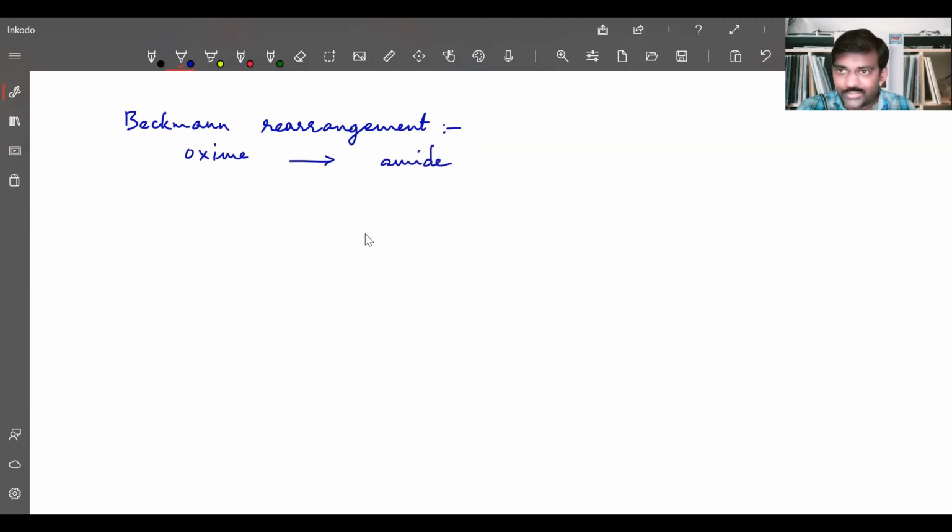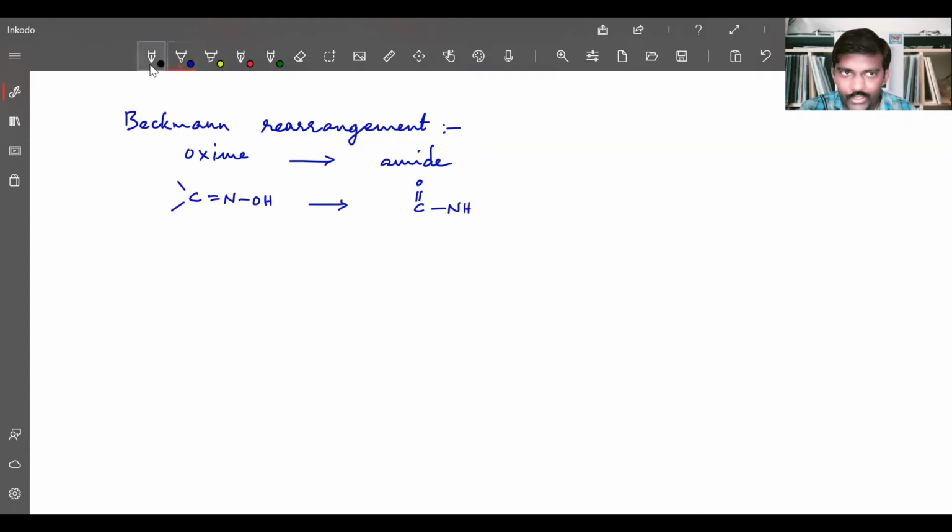And what is this oxime? Oxime basically contains C double bond N OH. This will be produced from a carbonyl compound when it reacts with hydroxylamine. So carbonyl compound plus hydroxylamine. Hydroxylamine means NH2OH. So this oxime now will convert into C double bond O NH.